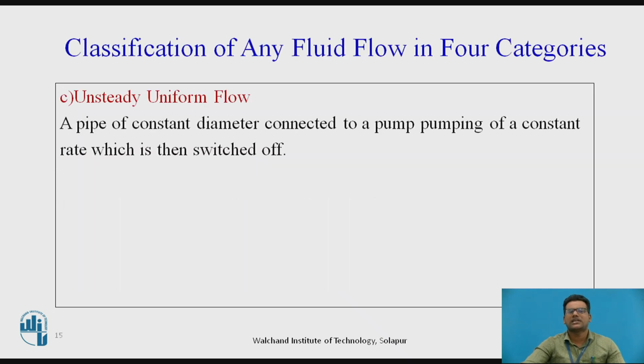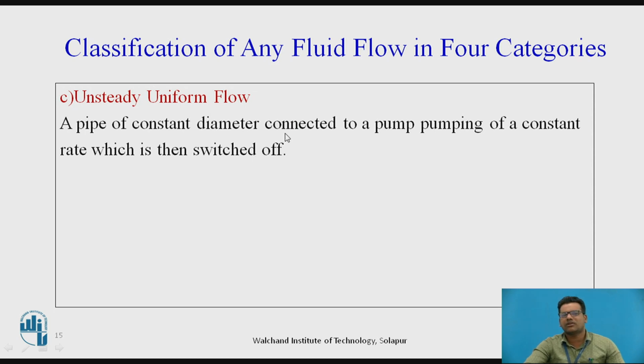Moving towards the next, unsteady uniform flow: a pipe of constant diameter connected to a pump, pumping at a constant rate, which is then switched off. Now how is this unsteady uniform flow? Initially the pump is supplying the water at a uniform rate. Let us say initially the velocity is 20 meter per second, and after the switch off, it will cut off the supply, therefore the velocity is going to reduce, means it is going to reduce up to 0.